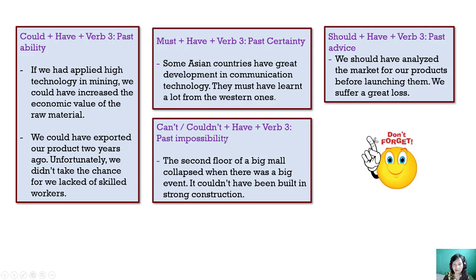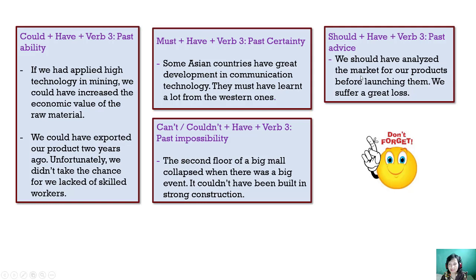Continue to this. Cannot, couldn't, plus have, plus verb 3 to show past impossibility. The second floor of a big mall collapsed when there was a big event. It couldn't have been built in strong construction. It was impossible that this big mall was built in strong construction. That's why we can have it in modal perfect. It couldn't have been built in strong construction.